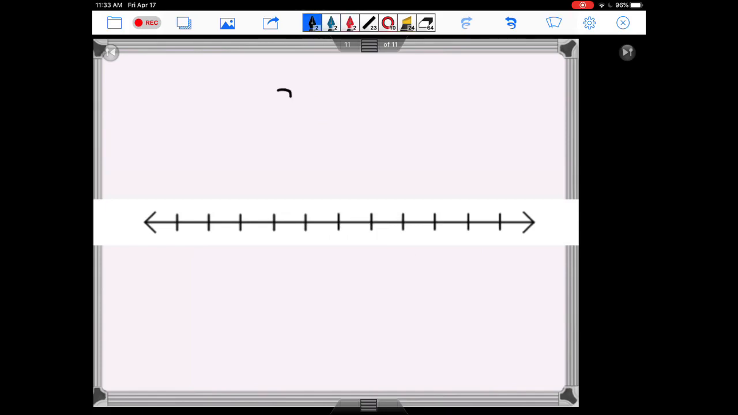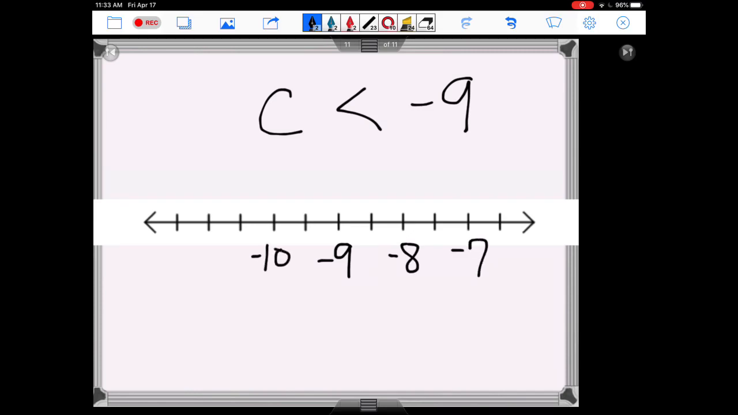Let's do c is less than negative 9. There we go. So we'll put negative 9 on our number line, and then that's negative 8, and negative 7, and that's negative 10, and negative 11. So we're going to put our circle at negative 9. Should our circle be open or closed? It should be open. Remember, we don't have that "or equal to," so we just leave it open.